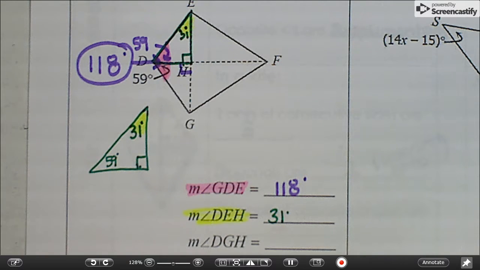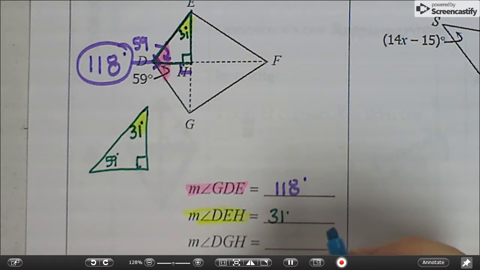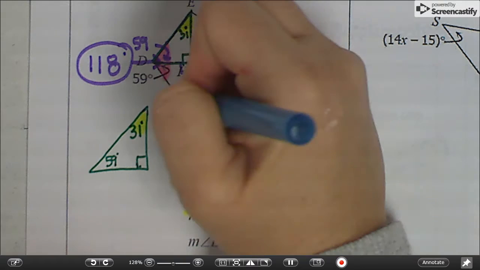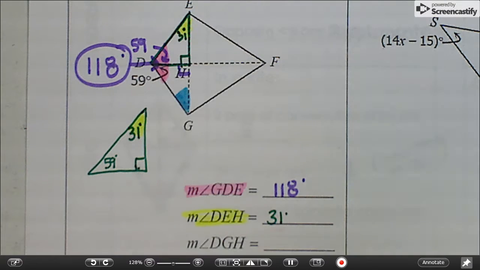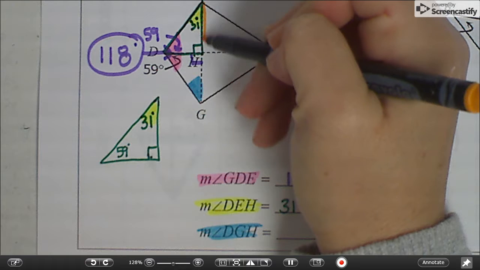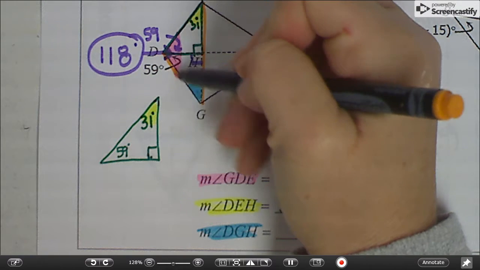All right, and then lastly, angle DGH. DGH, right here. And I'm going to do this kind of a crazy way, just because I want you to see all of these things. And you can do it other ways too. I just want to make this really clear. DGH. The way I'm going to look at it is I'm going to look at this orange triangle I'm drawing here.